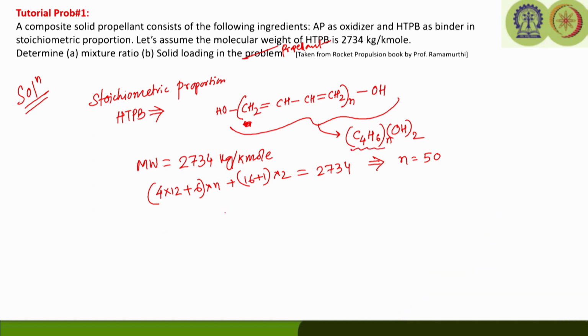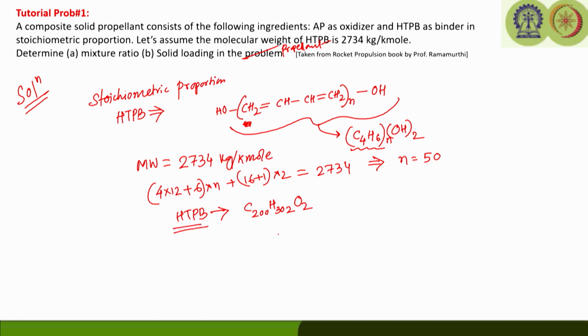So, we can multiply that out. The chemical formula will become, based on this molecular weight, C200. H we can put inside: H we have 2 here and 6 times 50, so that will become 302. So, we have H302 and O2. This is the chemical formula of HTPB we get after solving.